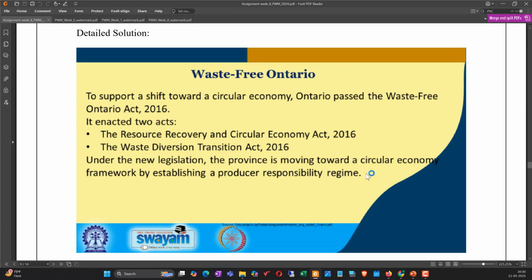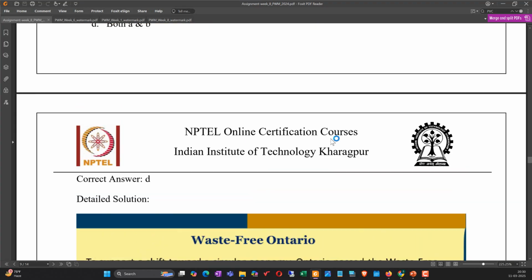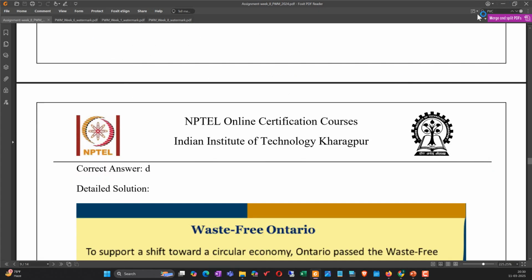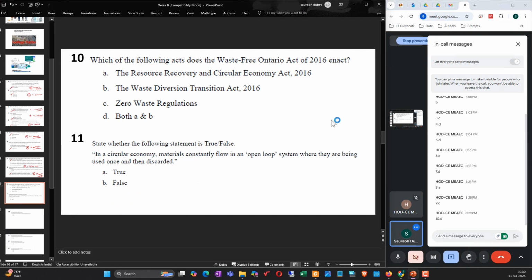I have just discussed it today only, at the beginning of the lecture. And the Waste Diversion Transition Act 2016, where under the new legislation, the province is moving towards the circular economy framework by establishing a producer's responsibility regime, where the whole purpose is to go towards the circular economy, right? So D is the correct one. D is correct.